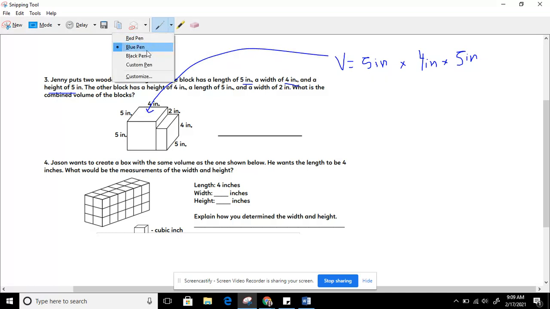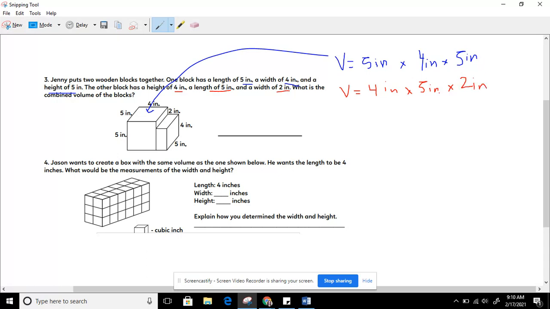And then you can look again at the problem here. It says the second block has a height of 4, a length of 5, and a width of 2. So you can find the volume of that. So 4 inches times 5 inches. And again, with volume, you can multiply in any order because multiplication can go forward, backwards. It doesn't matter. You can mix it up.